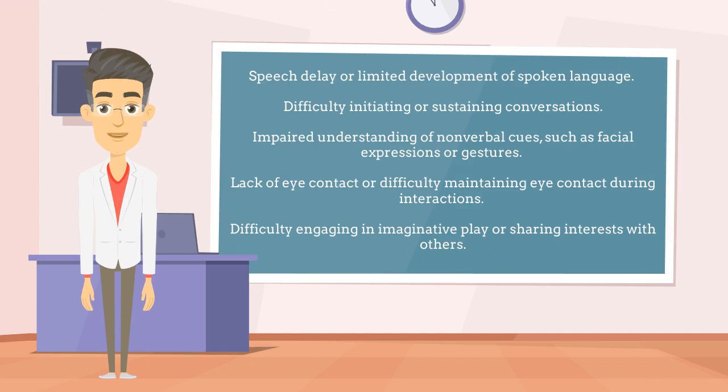Some common signs and behaviors that may indicate the presence of autism in children include social communication challenges such as speech delay or limited development of spoken language, difficulty initiating or sustaining conversations, impaired understanding of nonverbal cues, such as facial expressions or gestures, lack of eye contact or difficulty maintaining eye contact during interactions, difficulty engaging in imaginative play or sharing interests with others.